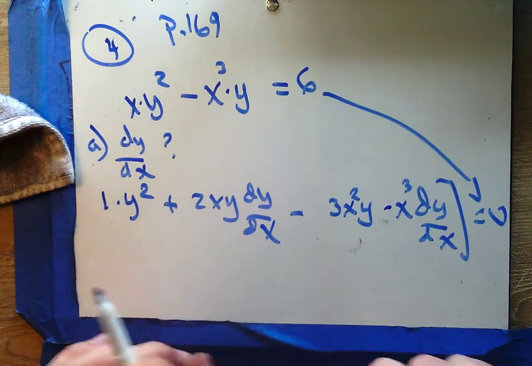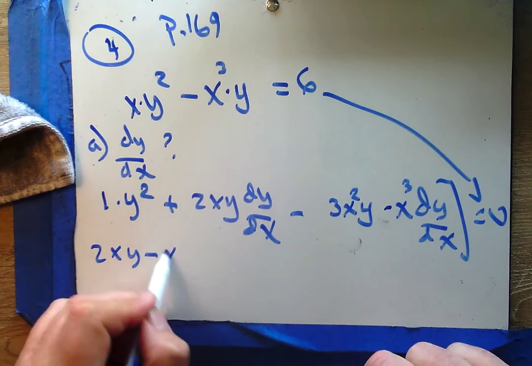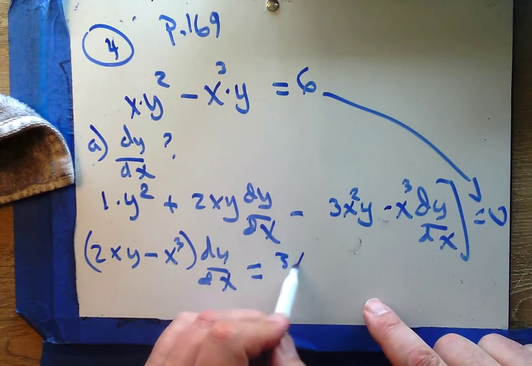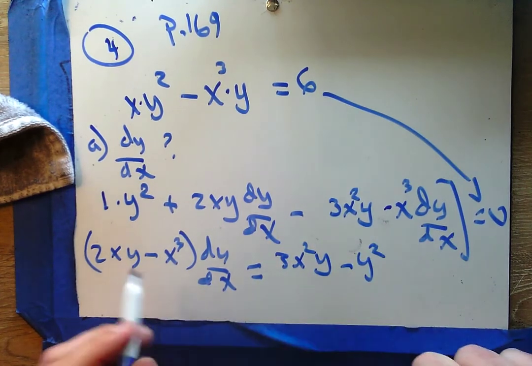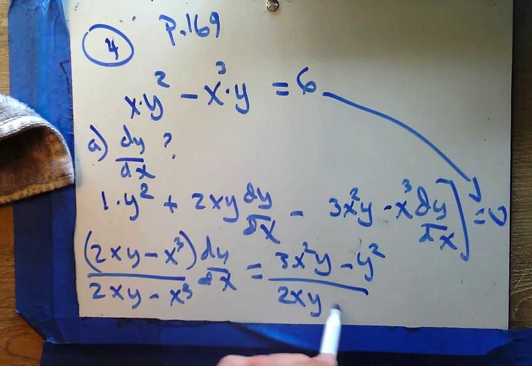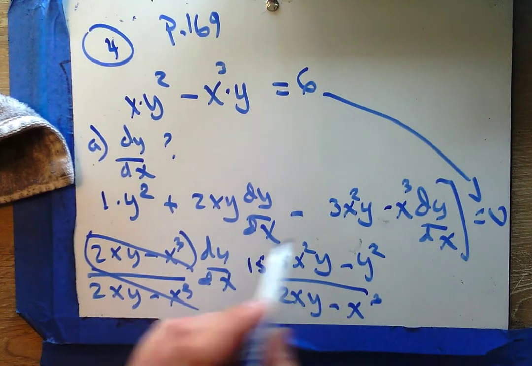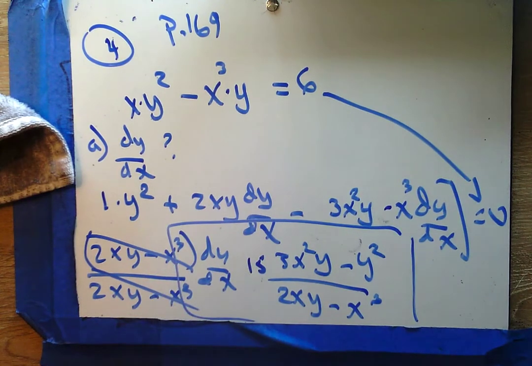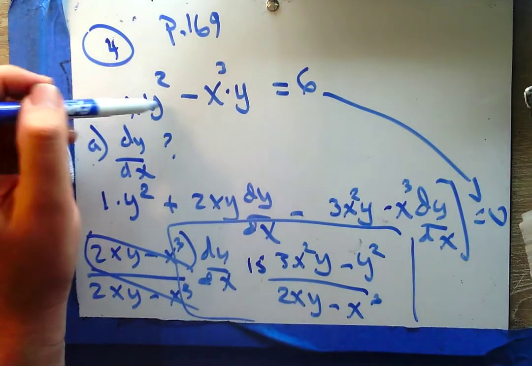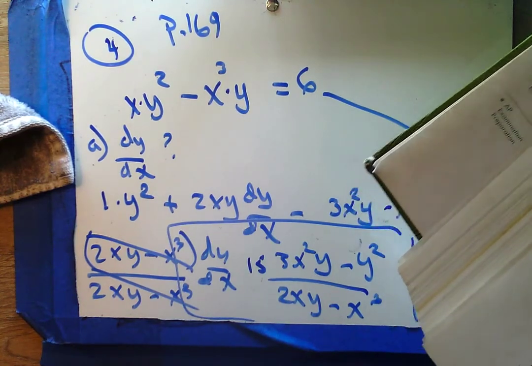Move some stuff. So actually, I'm going to move these this time, just because. 2xy minus x to the third dy dx equals 3x squared y minus y squared. Divide both sides. And so we get that dy dx is this. Okay? There's part A. Very common on the AP exam to see a problem like that. They'll say something like, show that the derivative of this is this. And so really, they've already given you the answer, but you just need to get your work there.